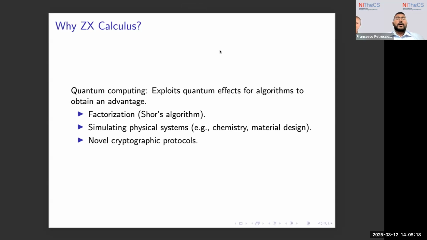So why should we care about ZX calculus? Firstly, the inspiration is from quantum computing. Quantum computing exploits quantum effects for algorithms to obtain an advantage over classical computing algorithms. And namely, we have these three important examples: factorization of numbers into prime numbers, simulating physical systems in chemistry, for example.